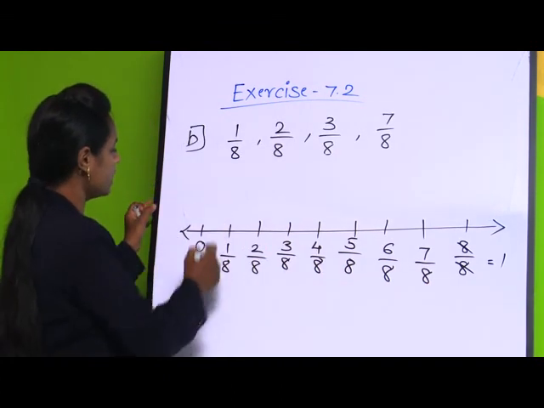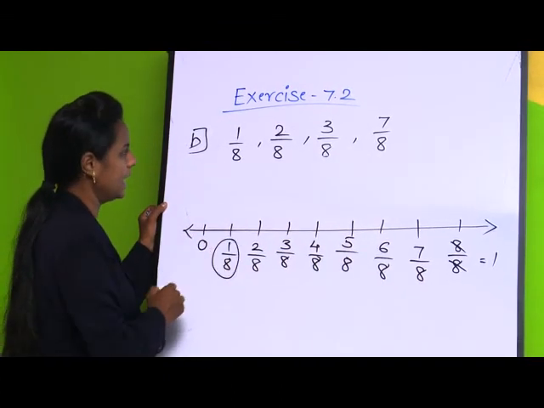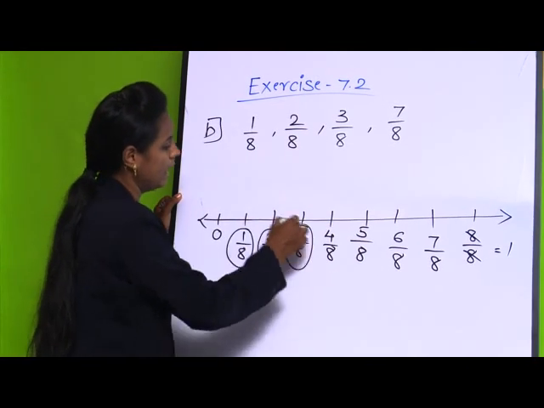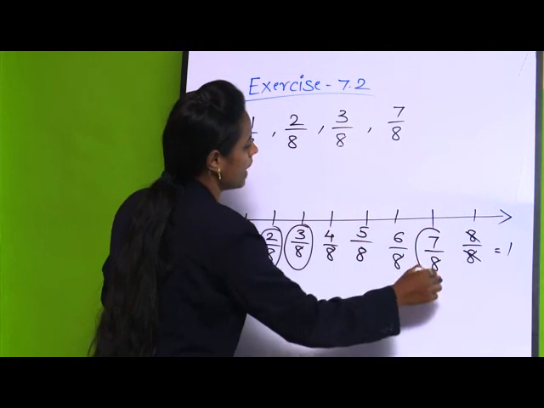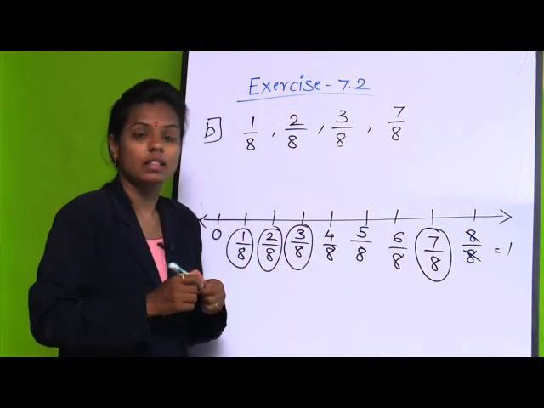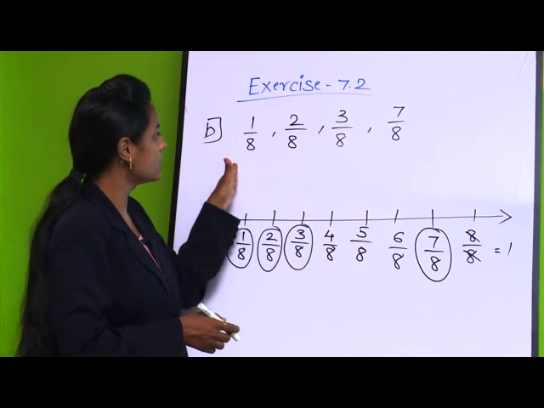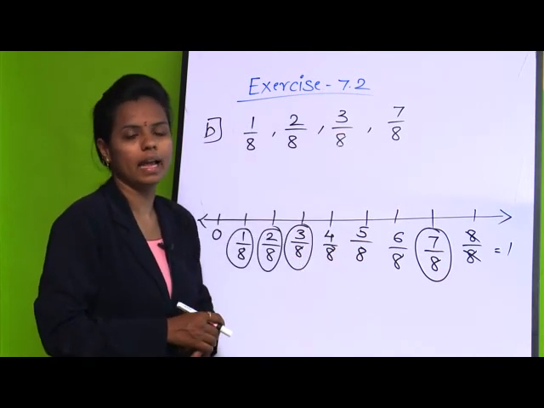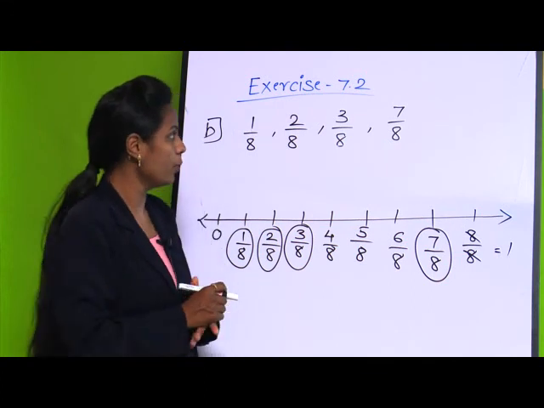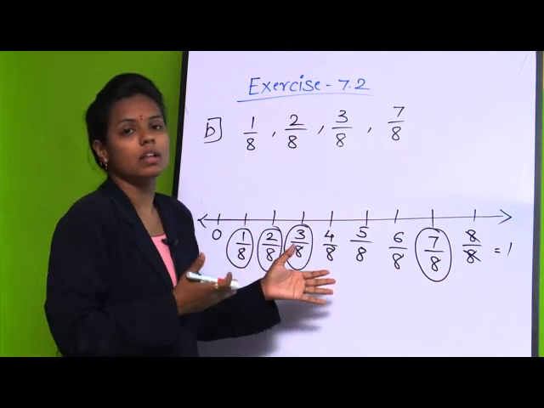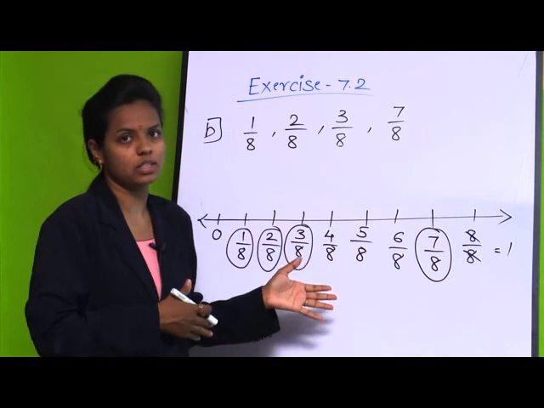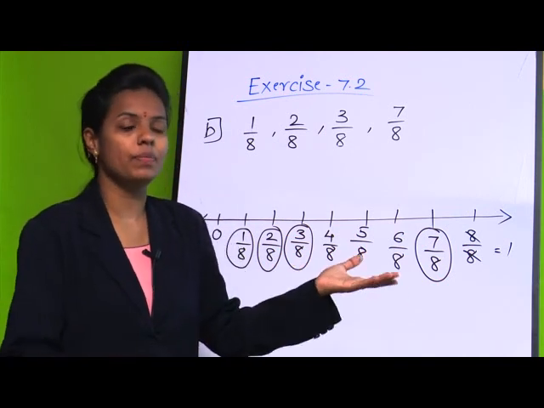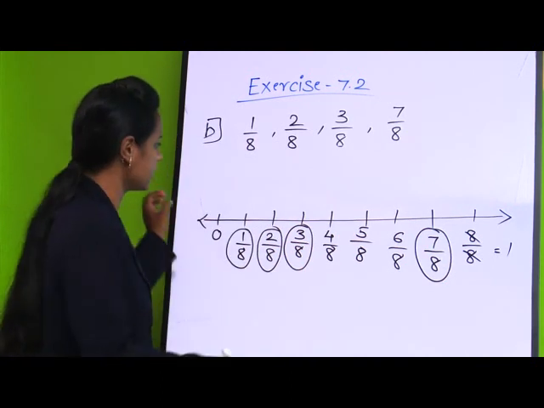So, let us see where is 1 by 8, then we have 2 by 8, then we have 3 by 8, and then we have 7 by 8. So, thus we have shown these fractions on the number line. Okay, students, I hope you all have understood the number lines for fractions. Okay. So, one more example we will solve and we will move towards the different types of fractions.